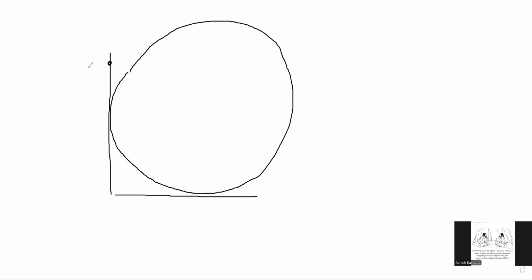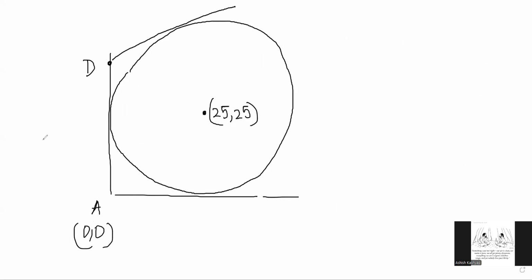Let's say this is the point D. From here, we draw a tangent like this. Center of the circle is (25, 25) because we found R to be 25, right? This is A and this point is (0, 0) and this point is (0, 40). Now we have to find the angle between the pair of tangents.